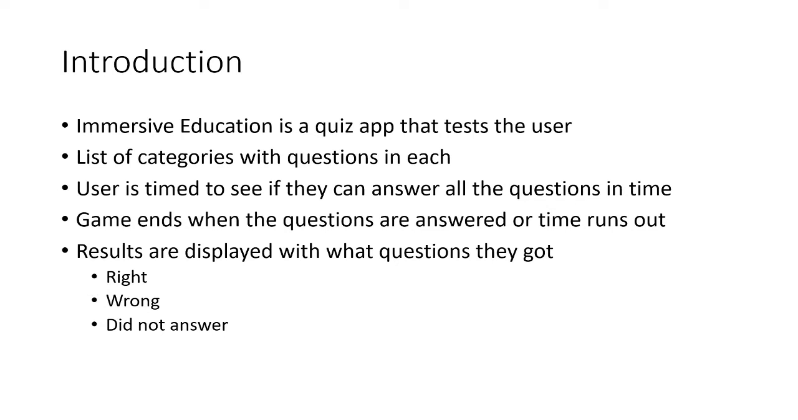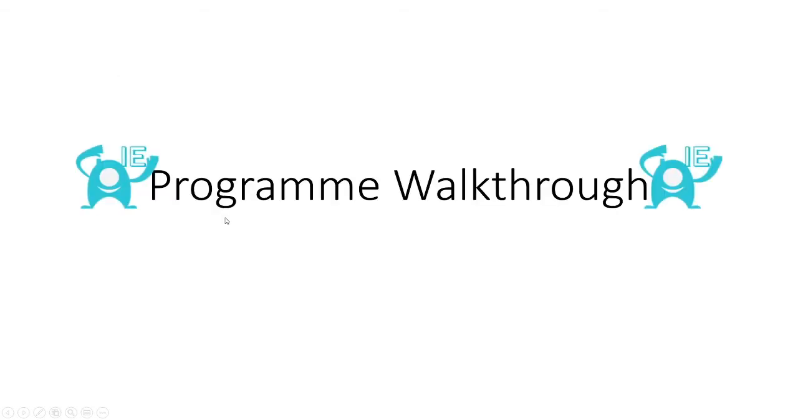The game ends once the user answers all the questions or when the time runs out. And at the very end, the results are displayed with what the user got. So they either got it right, wrong, or did not answer. Right is indicated by a green box, wrong is indicated by a red box, and did not answer is indicated by a blue box. I will now go on to give a program walkthrough of my application.